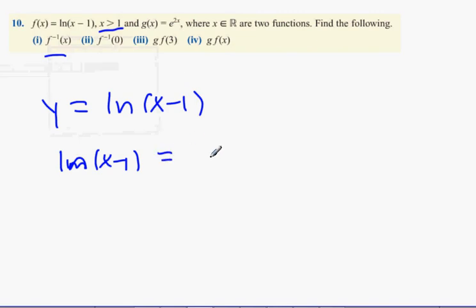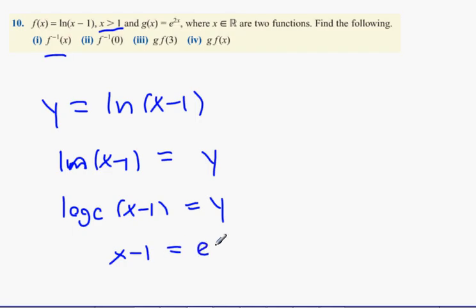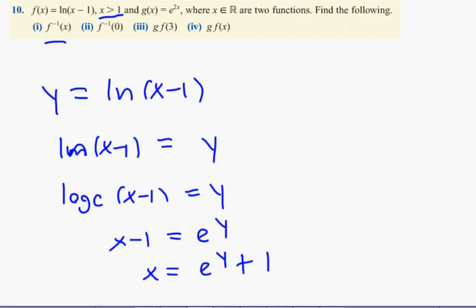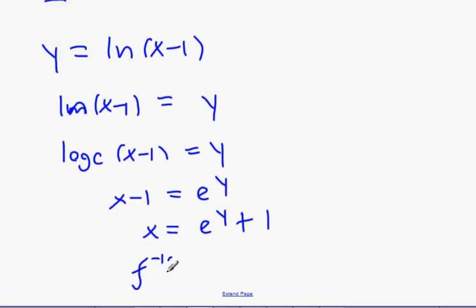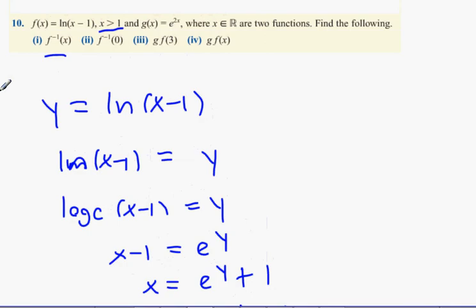ln(x - 1) = y. Log to the base e, x minus 1 equals y. x minus 1 equals e to the power of y. x equals e to the power of y plus 1. Change x with f inverse x, change y with x. And there's your function. There's the reverse function. Okay?